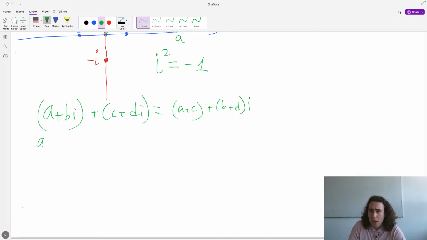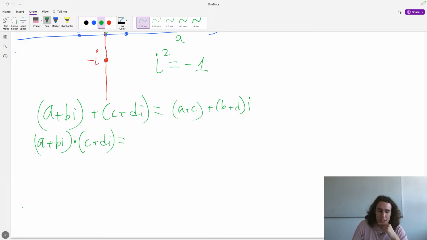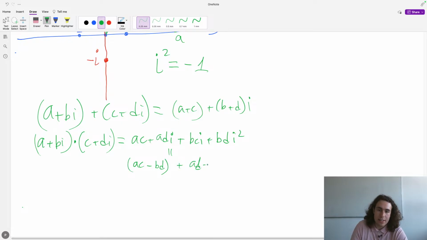If you multiply, we again just use the rules of math and we can do this by hand. This is not really intuitive. I'm going to tell you how to think about it intuitively, but you can do that. We just multiply everything with everything. a times c is ac. Then we have a times di plus bci, and then bi times di will be bd times i squared. But we know that i squared is -1, so this is ac minus bd plus (ad plus bc)i.